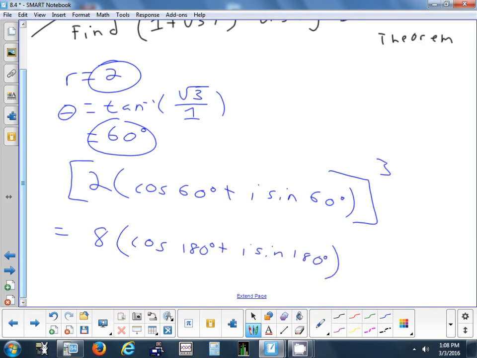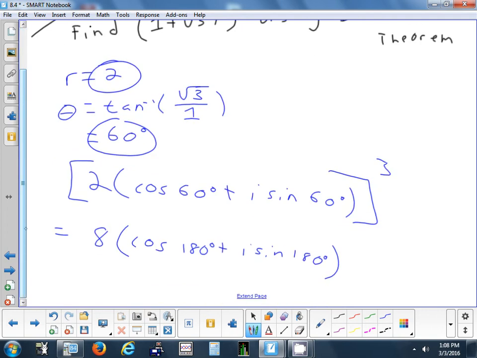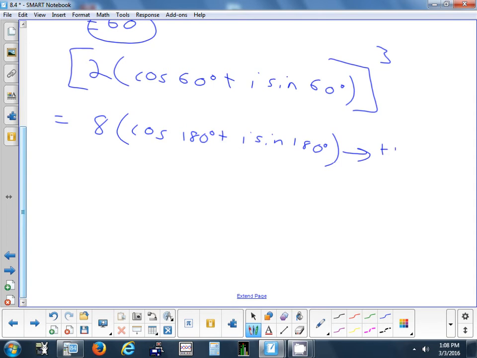And if they wanted us to leave the answer in trig form, you're done. There's nothing else you'd have to do. That's the answer for 1 plus root 3 i cubed in trig form. Let's practice changing it into rectangular, because I think somebody had asked about that earlier.